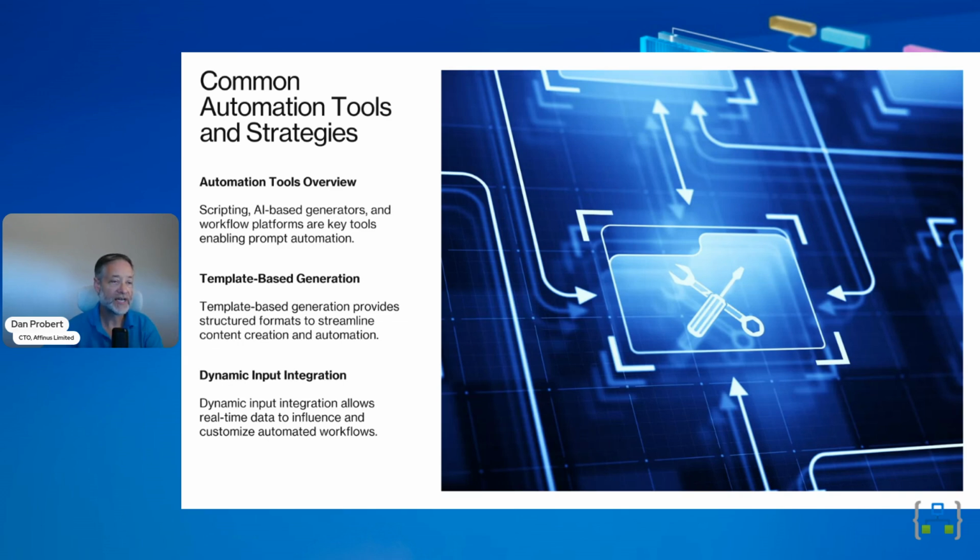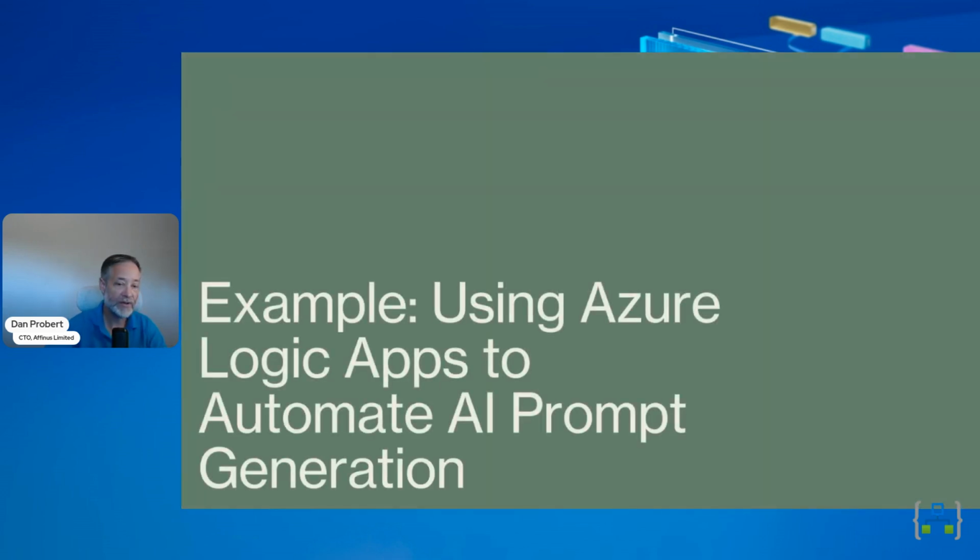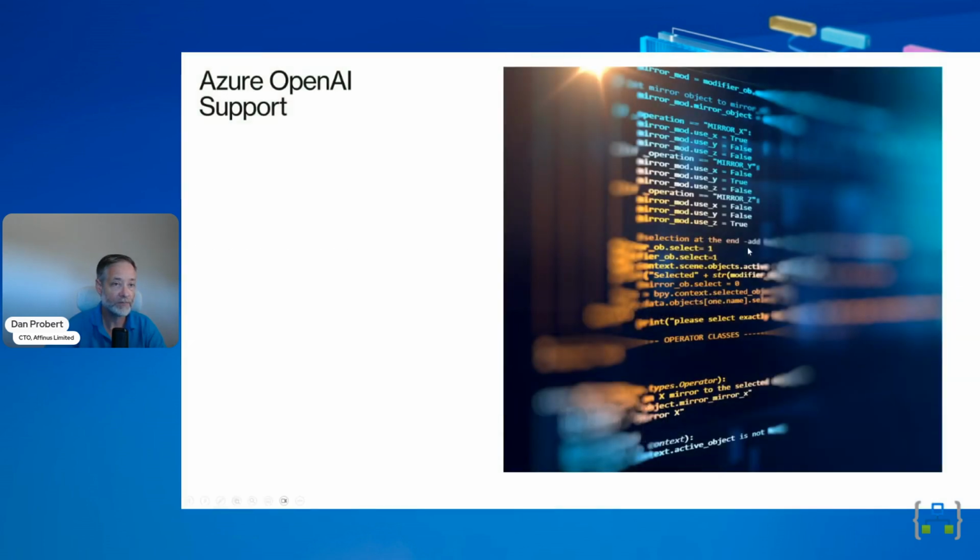And then we lead towards dynamic inputs. So you can generate prompts based on a back and forth with the user. So we fill in more and more information to generate a really good prompt to influence and customize whatever it is they want to automate. So here's a very quick example of how we might use Logic Apps to automate generation of a prompt.